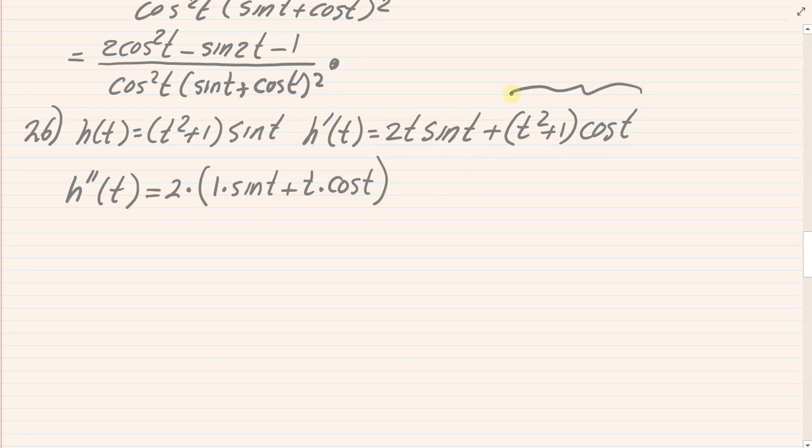So we're going to go again, derivative of first times second and plus first times derivative of second. All right, so we're good with that one.